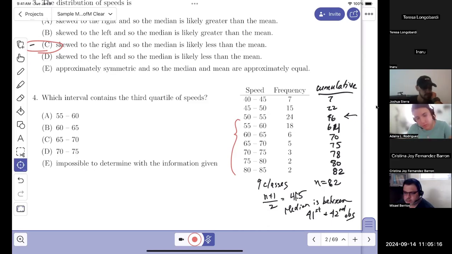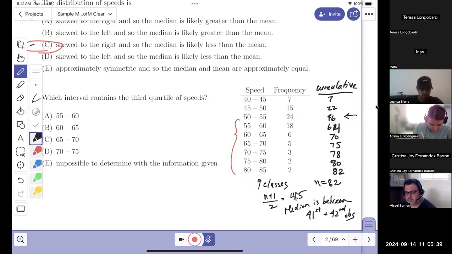And the 41st and 42nd fall in here. So we're going to find the third quartile in here. What we have to do is divide the second half of the data. How much data is in the second half? 82 divided by 2 is, where the n is 21.